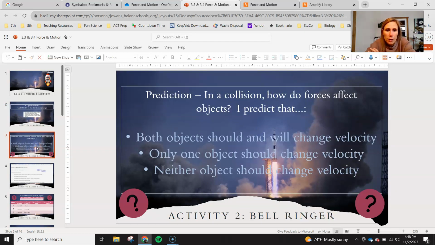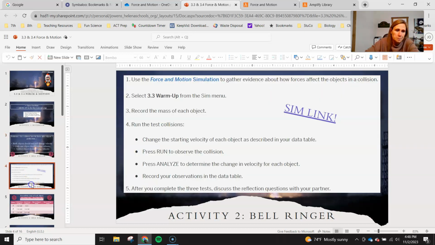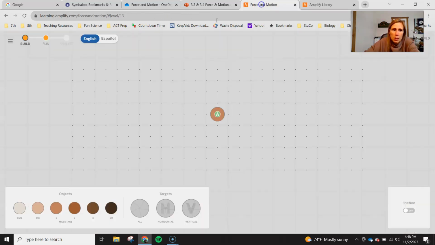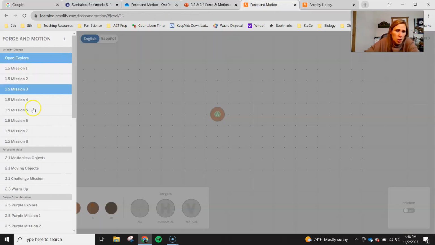For your bell ringer of the day: prediction in a collision, how do forces affect objects? I predict that... you should use your draw tool to circle that both objects should and will change velocity, only one object should change velocity, or neither object should change velocity. Then use the Force in Motion simulation to gather evidence about how forces affect the objects in a collision. As you can guess, you're going to open up your sim link and test the prediction that you just made.